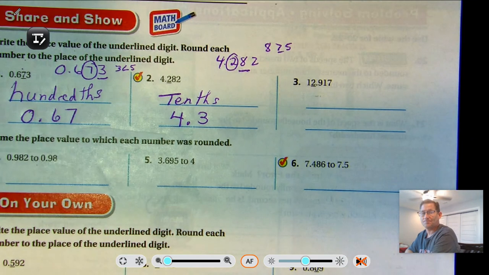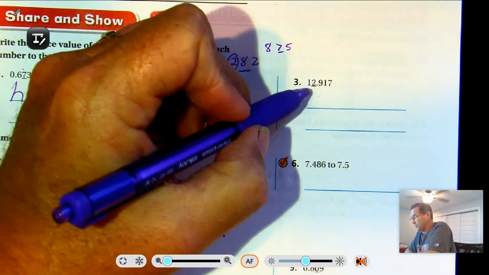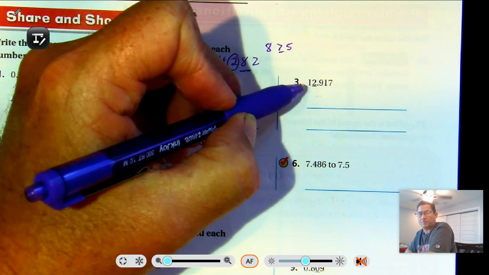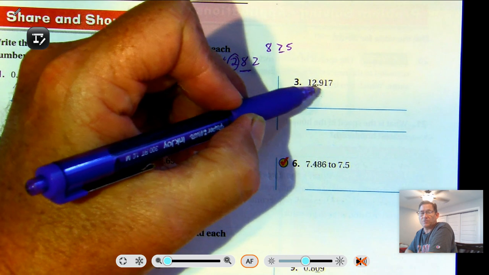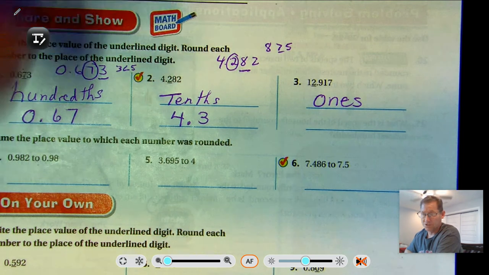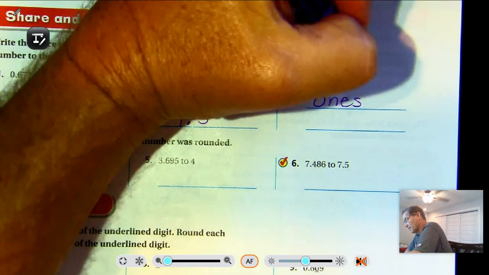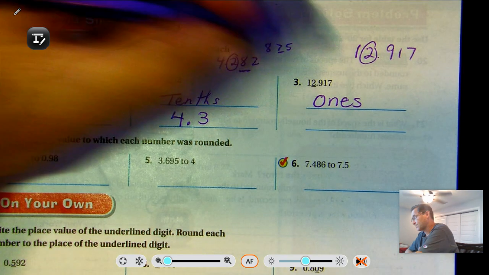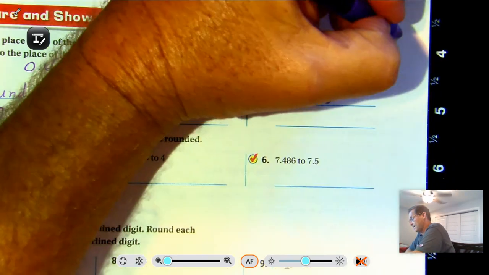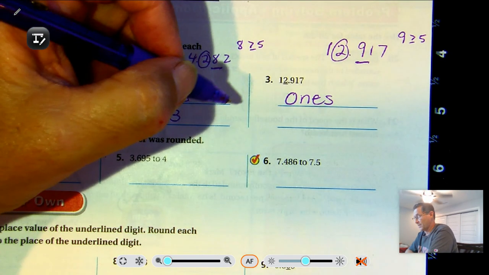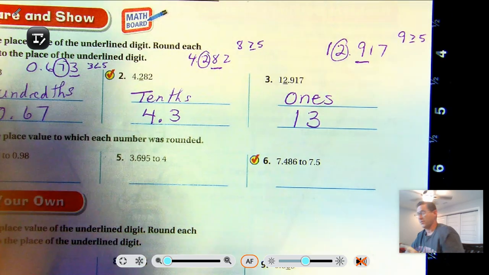Number 13. We're rounding to the underlying digit, the 2. Well, I read that as 12, right? 12 and 917 thousandths. So the 12 is in the ones place. Not the 12. The 2 is in the ones place. So let's circle the 2. Underline the 9. 9 is greater than or equal to 5. So round up. So 13. Because we're rounding to the ones place.